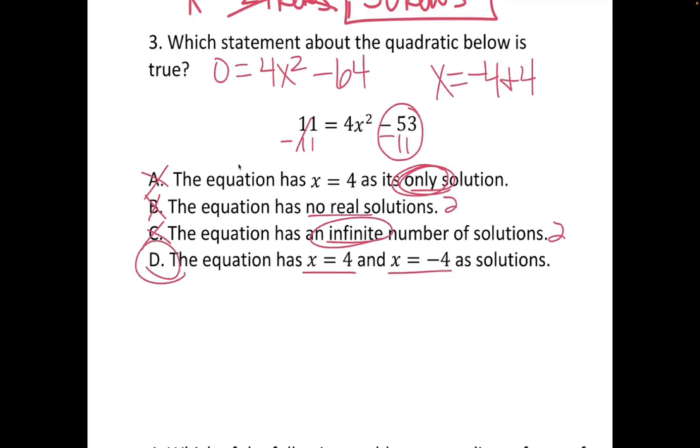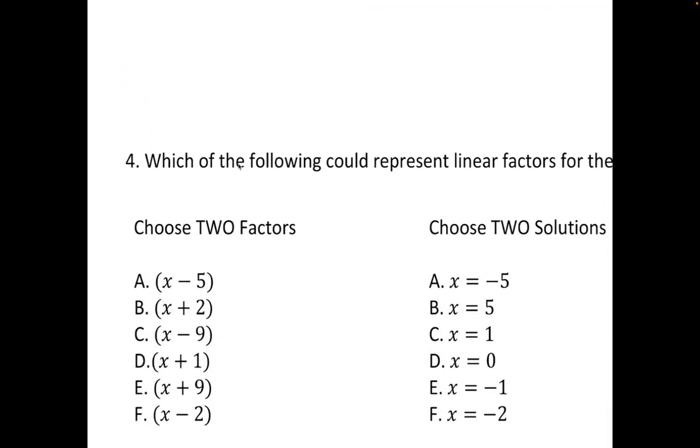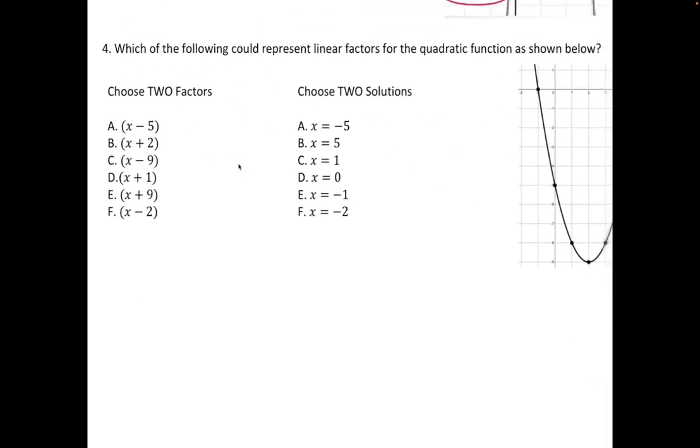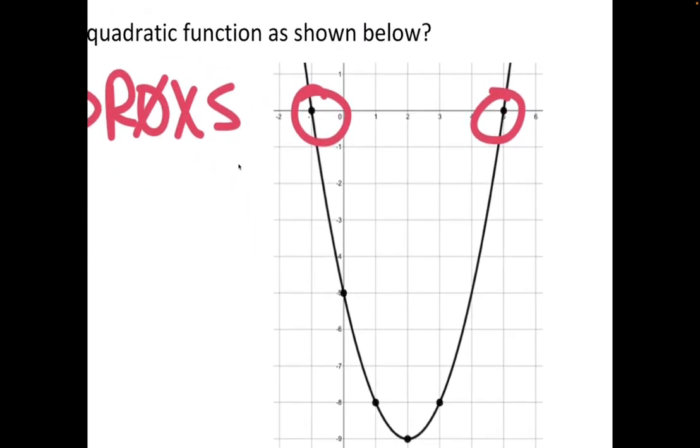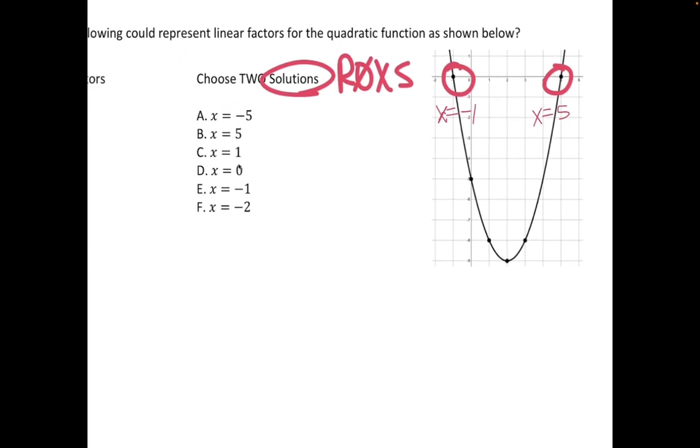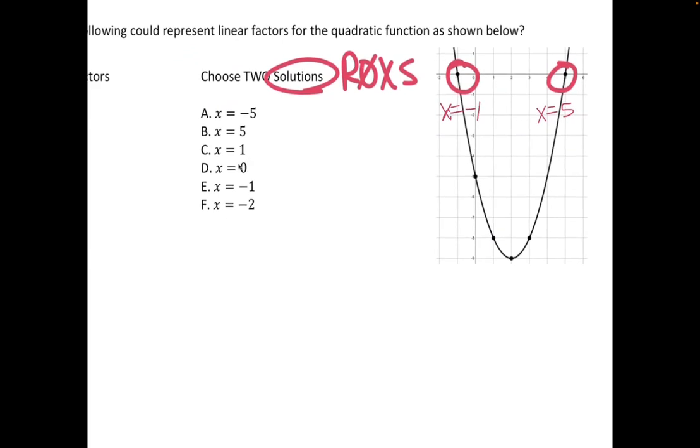There you go. When we look at number 4, we talked about linear functions. Which of the following could represent the linear factors for the quadratic shown below? Solutions, these are our rocks. So I can see very clearly on this graph, if I zoom in a little bit, this is x equals negative 1, and this is x equals 5. So I can come over here and say B and E.